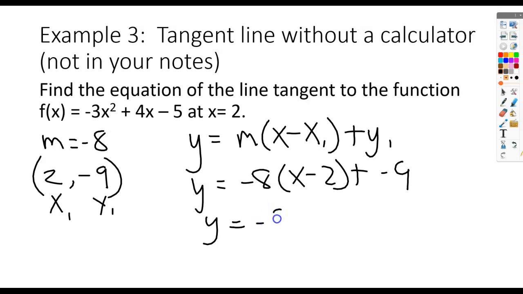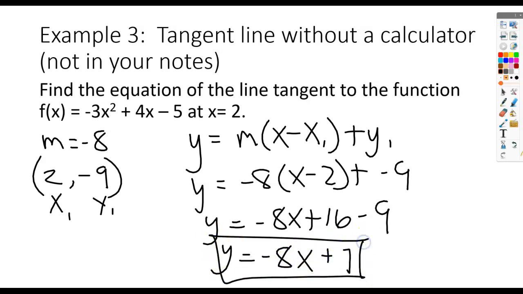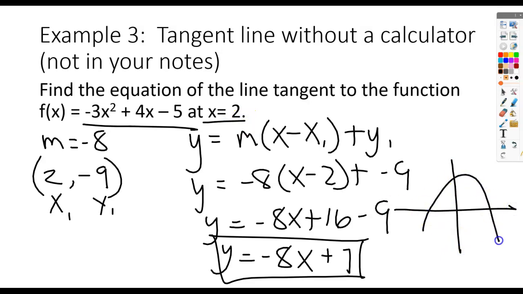We distribute the negative 8. Plus a negative is the same thing as just minus 9. And then combining the 9 and the 16, we end up with 7. And there's the equation of the line that would be tangent to this function at x equals 2. In other words, the picture I drew for you a little while back looked like that, right? Well, what we just found was that the equation of that straight line is y equals negative 8x plus 7. Okay, so there's your steps.